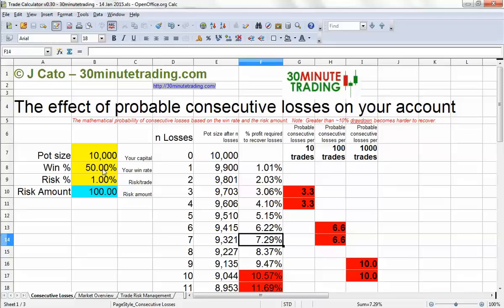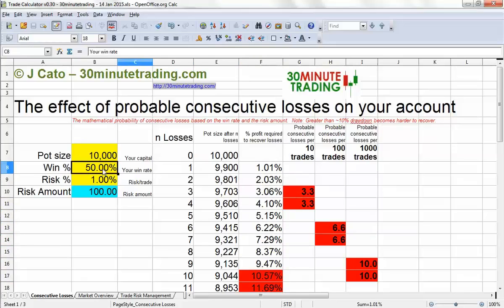And if you're a trader, you're going to do 1,000 trades, and you're going to get this number here wrong in a row. So it means you've got to get 10.57% back to get back to your pot size. That's just the maths of the probability of 50%.